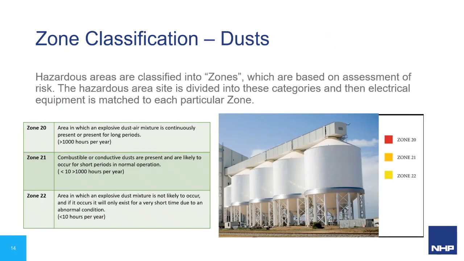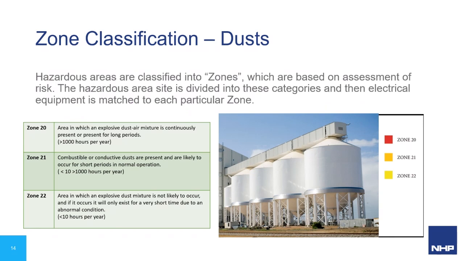So like gases, dusts have their own zones based on the same principles of likelihood. Zone 20 is where the dust is present continuously or for extended periods of time under normal operation. Zone 21 is where the dust is present for short periods of time during normal operation. And 22 is where the dust is only present for short periods of time during abnormal operation, or again, when there's a fault.